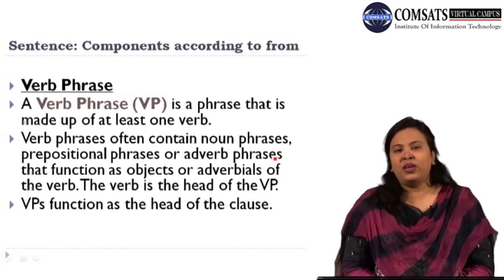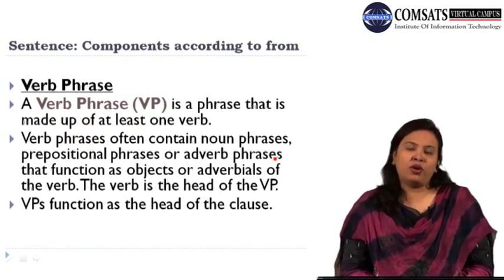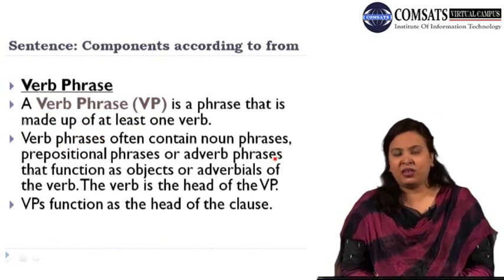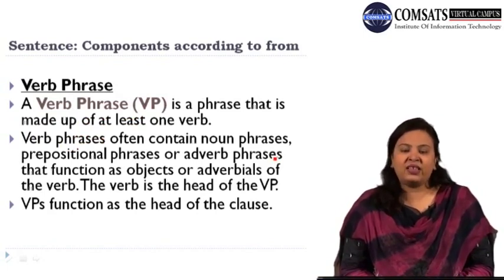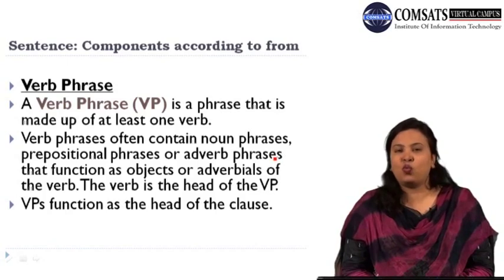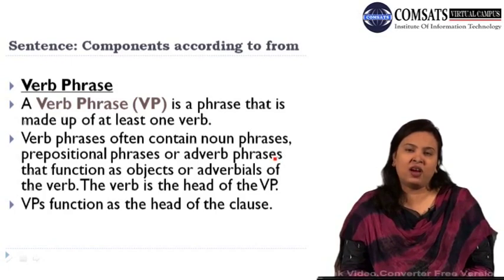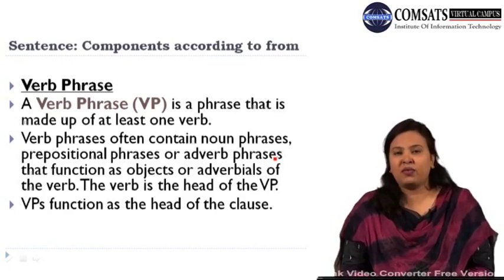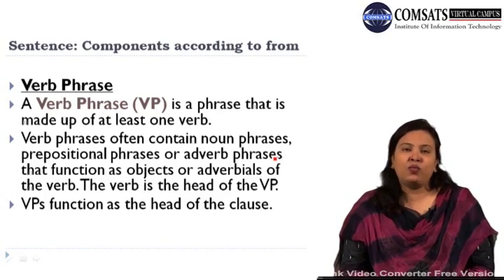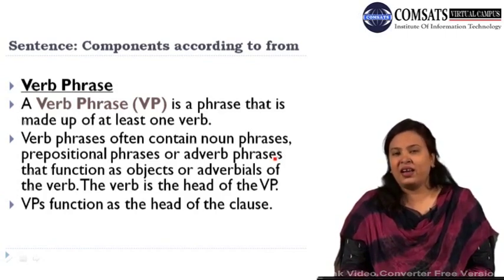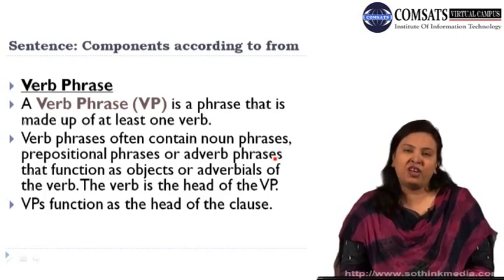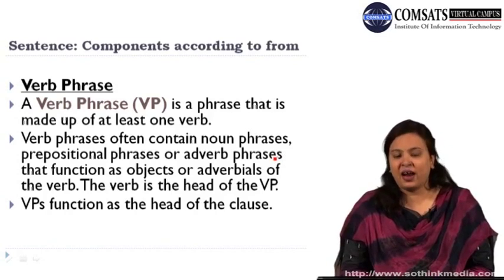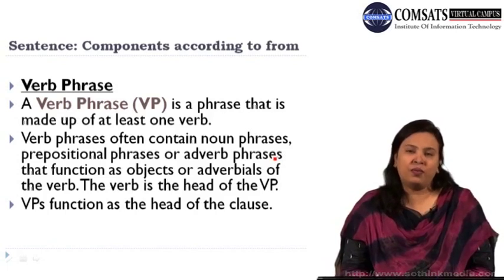And finally, we have the verb phrase, the most important part of phrases and sentences. A verb phrase is a phrase that is made up of at least one verb. Interestingly, within a verb phrase you can find a noun phrase, adjectival phrase, adverbial phrase, and prepositional phrase. But at the very first level, when we analyze a sentence, we categorize everything along with the verb as the verb phrase, and the verb acts as the head of the phrase.